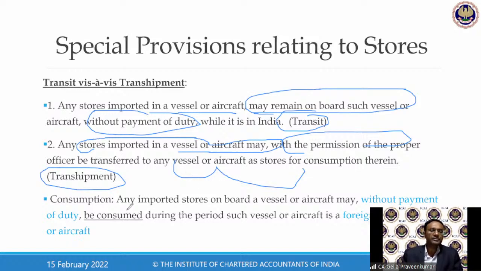Consumption. Any goods consumed on board a vessel have to be consumed without payment of duty. Why? Because this is meant for the essential operation of my boat, vessel or aircraft.